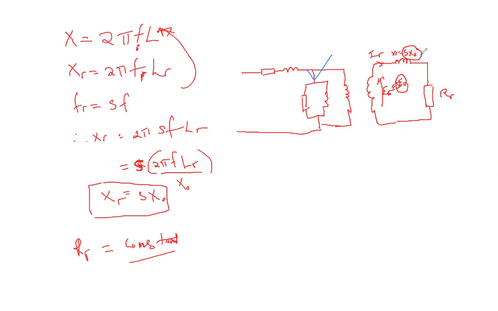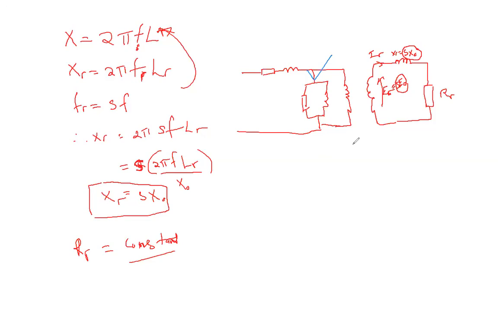Right, because X naught is easy to calculate. X naught is just the original frequency and original inductance. So the naught values are easy to calculate because we have all the parameters. But when it comes to calculating ER now, we need to find the slip and so on.